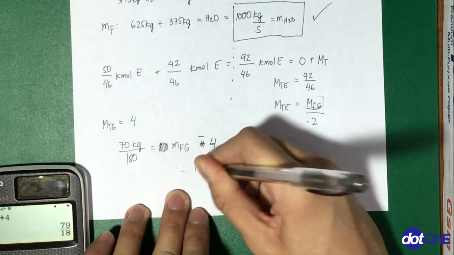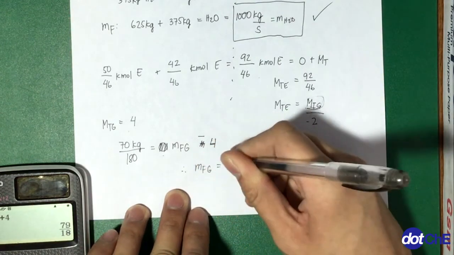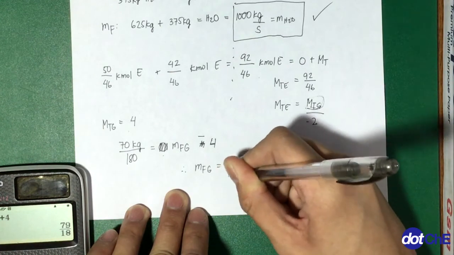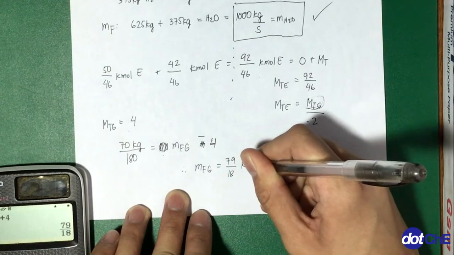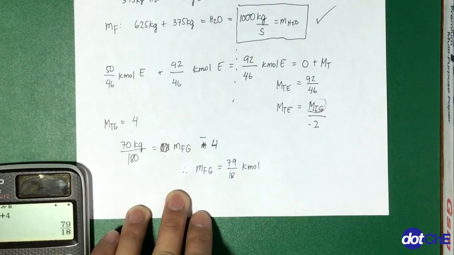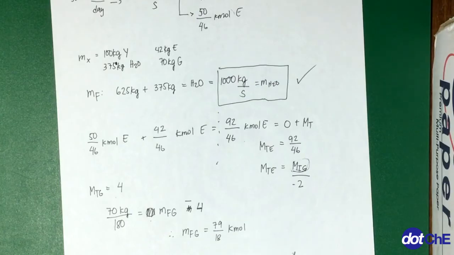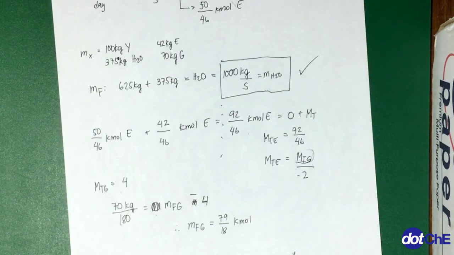Thus, MFG is equal to 79 over 18 kilomole. So after which we can now get the mass flow rate of... oh wait, no, sorry guys.